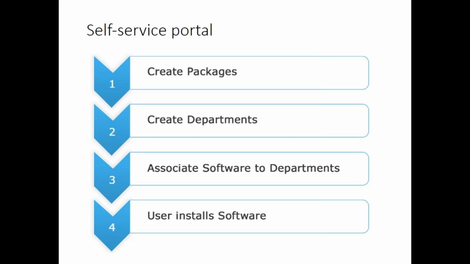Let's have a quick recap on what we have done using SelfService Portal. So I have created packages that I want to distribute, and I have created departments like marketing user, finance department, all computers. Then I have associated software applications to those departments, and the users either install the application or requested for the application installation. This ends the presentation for software deployment module.